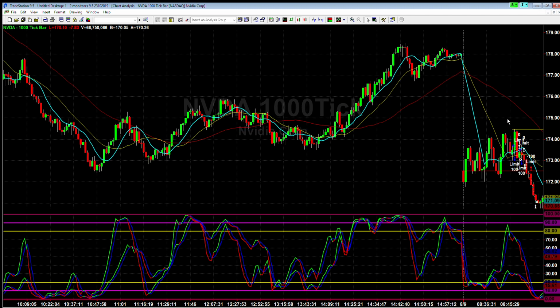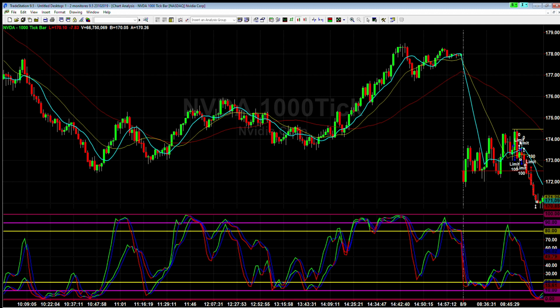I saw this price structure. I noticed this big red candle. I saw the stochastic. I wanted to enter short, but I wasn't sure if I should take it or not, so I didn't take it. Then I saw this price structure here.